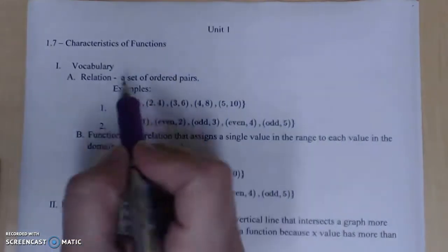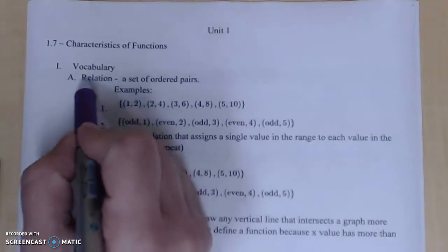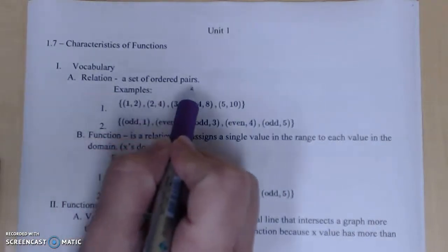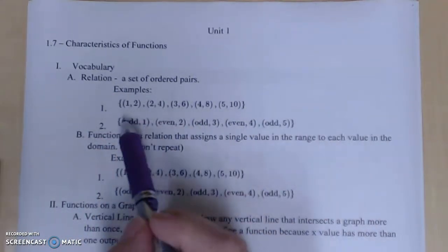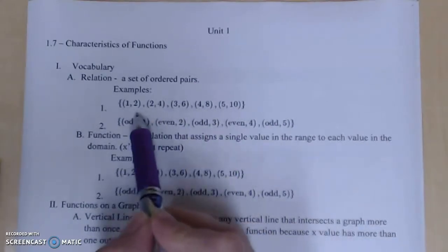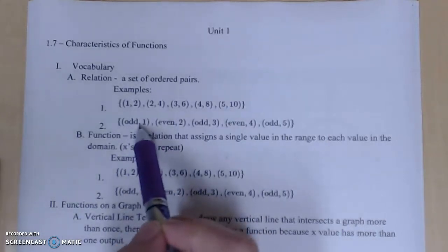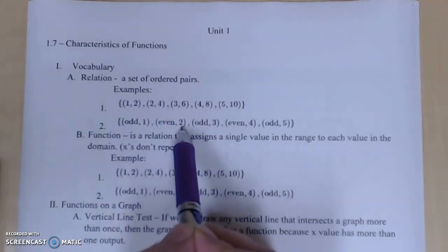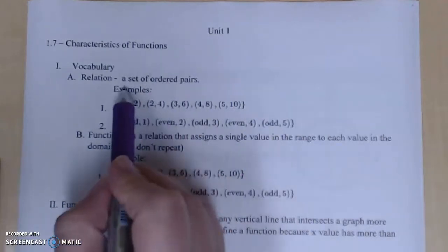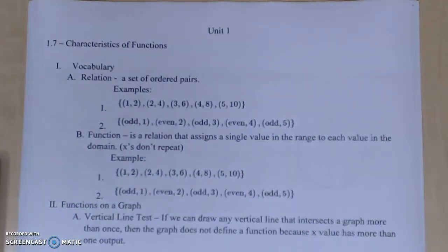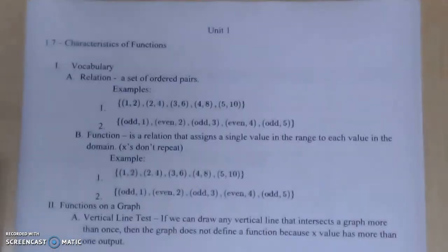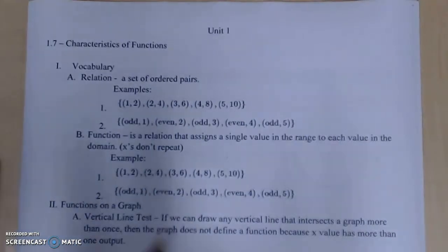So the first thing I want to talk about is something called a relation. A relation is very basic. It's just a set of ordered pairs. So you can see here I've got ordered pairs: 1, 2; 2, 4; 3, 6; 4, 8; 5, 10. This would be a relation. It could also be an ordered pair like this, odd 1, even 2, just anything that's grouped together. It's just a set of ordered pairs. We're not sure why they're a set until we further dive in, but it's very basic.